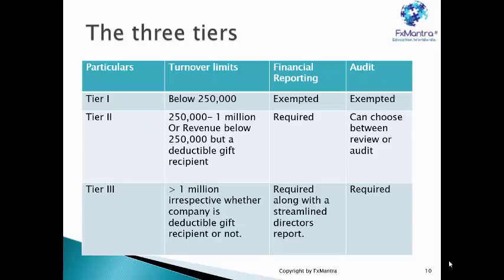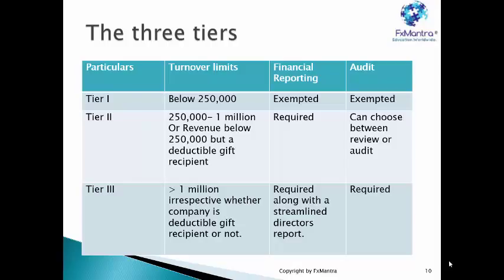If they want only review, they can probably go just for a review. However, under the third tier, which is a company with more than a million of revenue, then irrespective of whether the company is deductible gift recipient for tax purposes or not, it has to get an audit done. And also for financial reporting purposes, a proper reporting is required along with a streamlined director's report. So this is a requirement only in Australia for companies limited by guarantee.